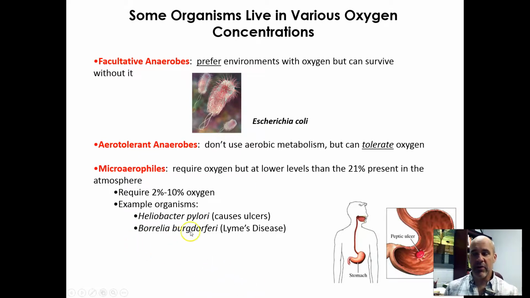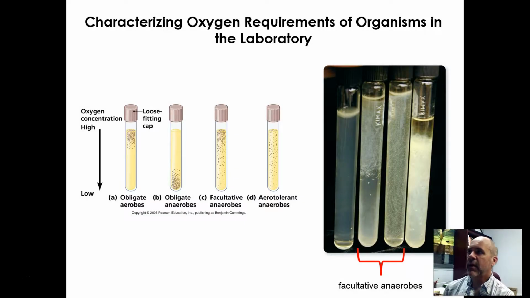And then Borrelia burgdorferi, which we talked about earlier in the class, because that's the spirochete type bacteria that causes Lyme disease. And it also is an organism that prefers a lower percentage of oxygen gas for survival.